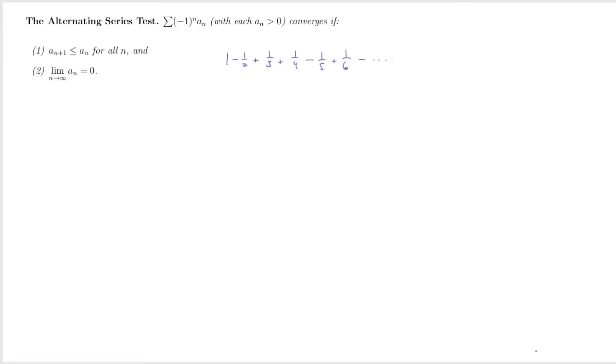And in a moment, we'll look at a brief proof of the alternating series test. But first, let's give it a try. Look at the alternating harmonic series, 1 minus a half plus a third minus a fourth plus a fifth, and on and on and on forever.